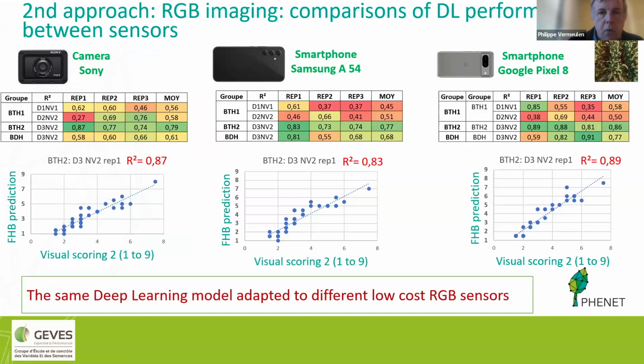And so this model was applied on different images from different smartphones, cameras, and so on. And with the same model, we were able to have the same results with the same level of correlation.